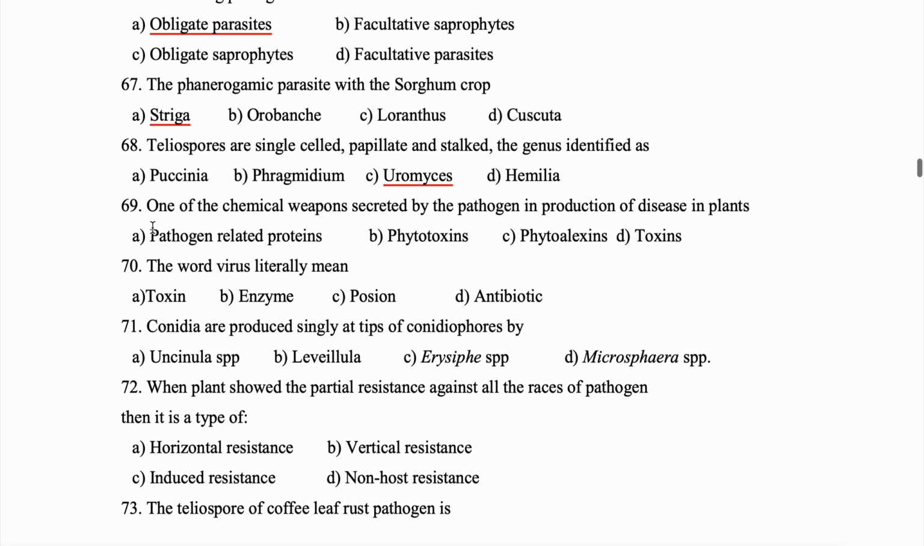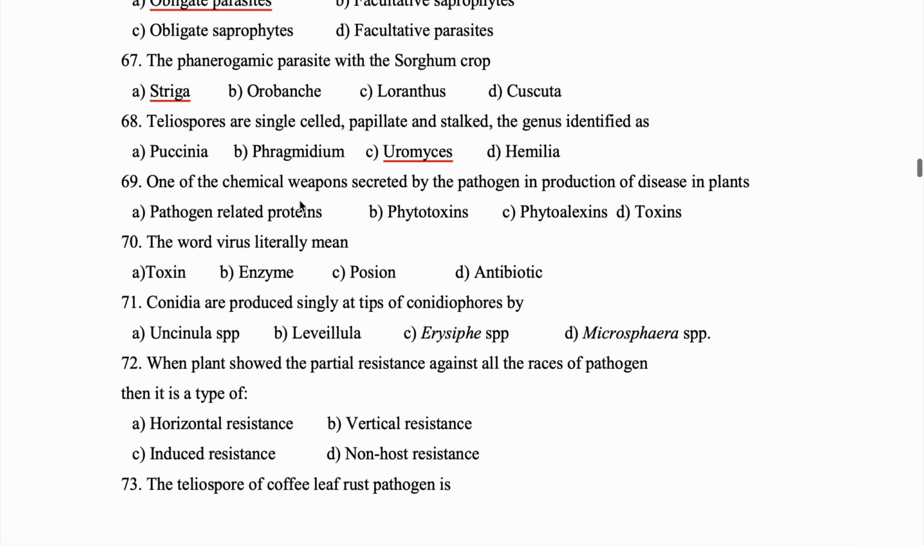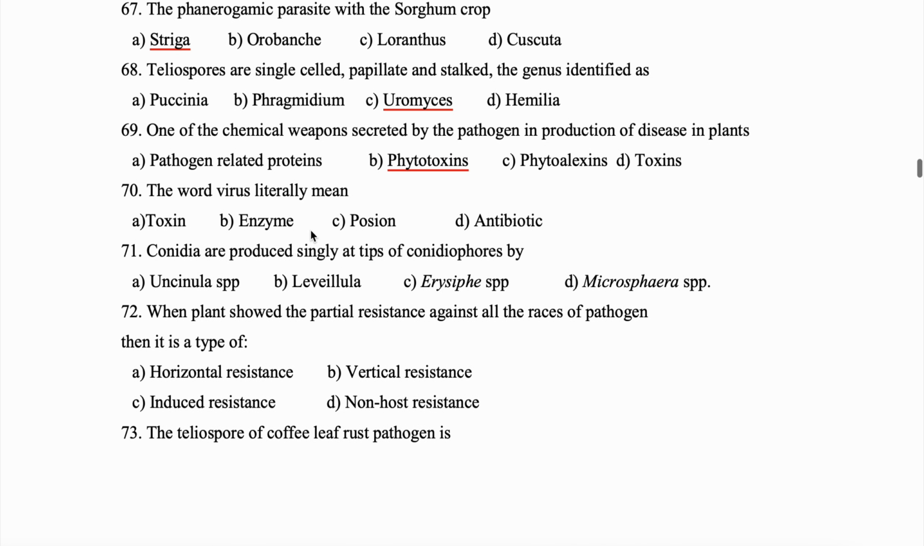Okay. Next, question 69. One of the chemical weapons secreted by the pathogen in production of disease in plants. It is phytotoxin. Question 70. The word virus literally means poison.